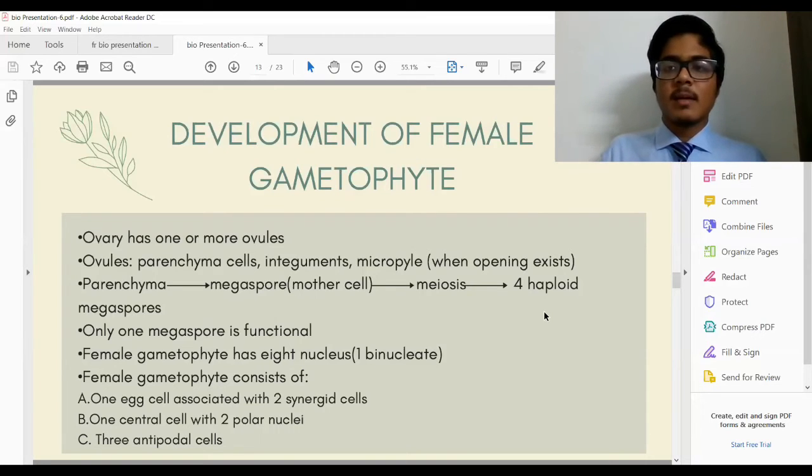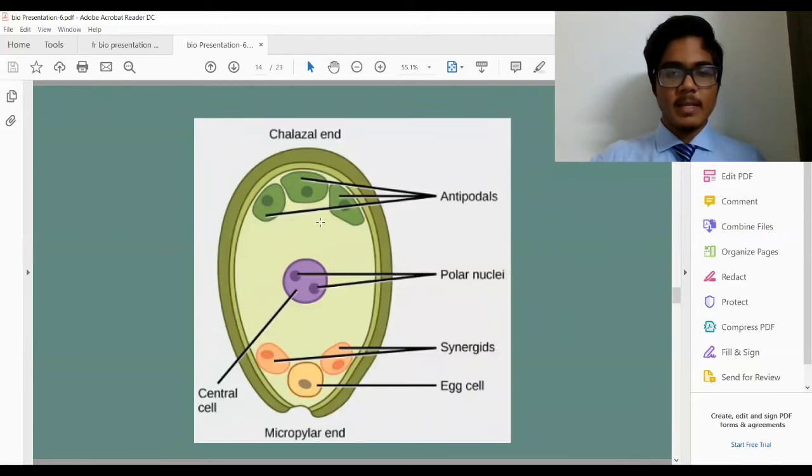Though 8 identical nuclei are produced, after the formation of cell walls, only 7 cells are found. Why, you may wonder? 8, 7, it does not tally, right? Well, one of the cells is binucleated. So what is binucleated? Binucleated means that there are 2 nuclei in one particular cell. So a female gametophyte consists of 7 cells with 8 nuclei. You can count here 1, 2, 3, 4, 5, 6, 7, 8, and 7 cells: 1, 2, 3, 4, 5, 6, 7.